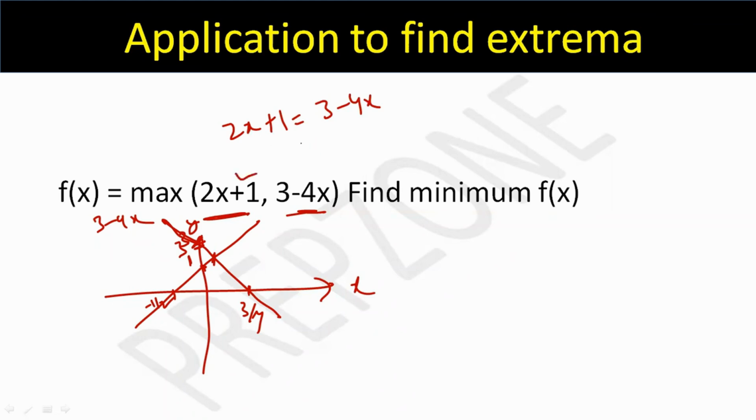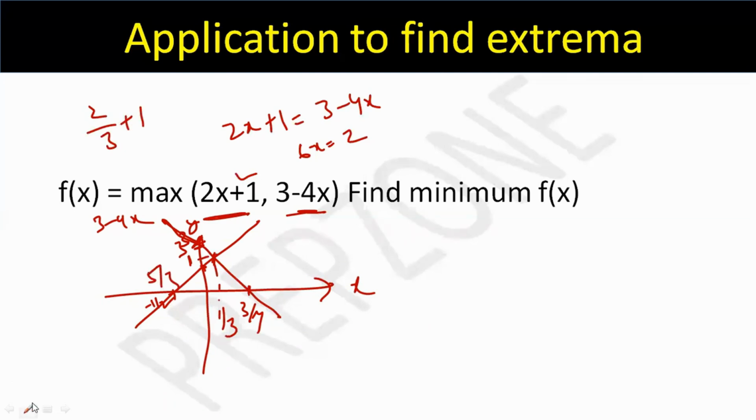It is 6x equals to 2. So 6x is equals to 2. So x is equals to 1 by 3. So at 1 by 3, they are basically intersecting, right? And value is, you just put this value at any of the place. So 2 by 3 plus 1, this is 5 by 3, right?